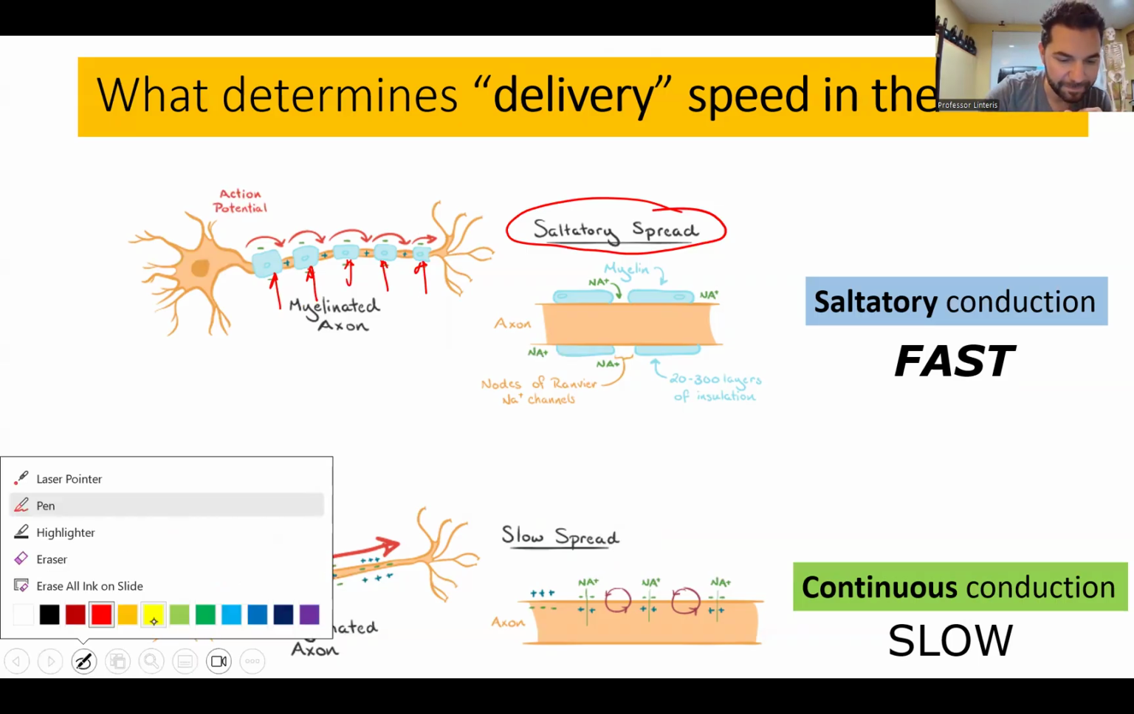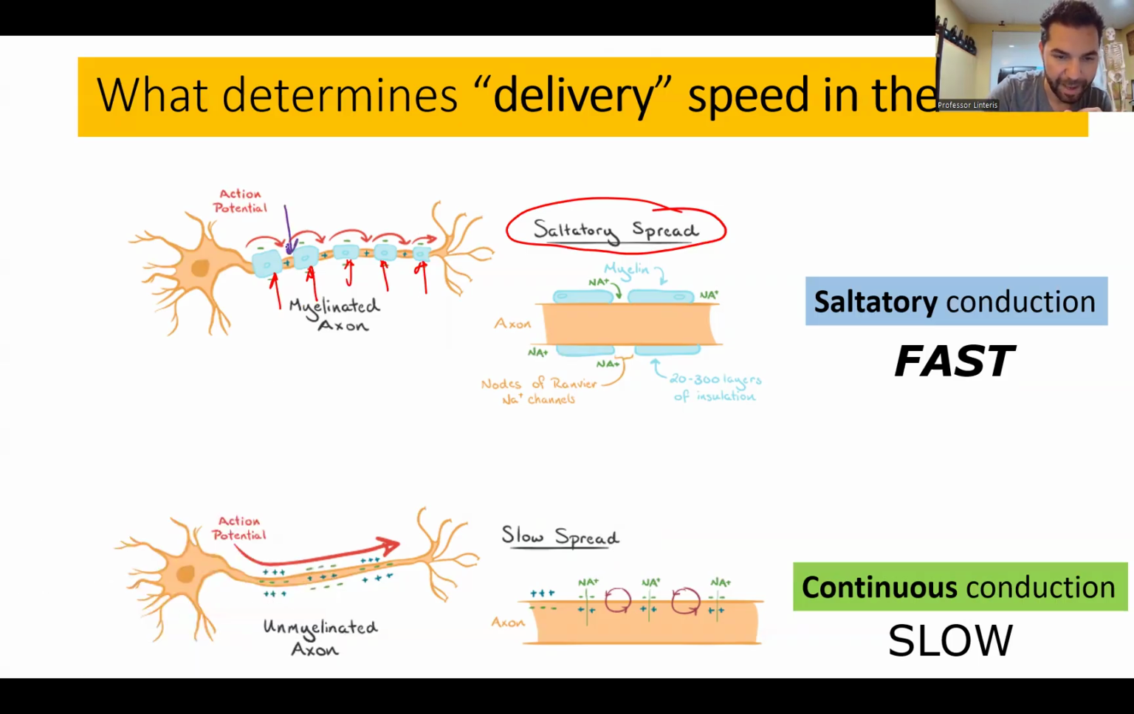These gaps, gap, gap, gap, are called nodes of Ranvier, right? They're areas of unmyelinated neuron. And what happens here is the action potential, which we just talked about forever, can jump from node to node.